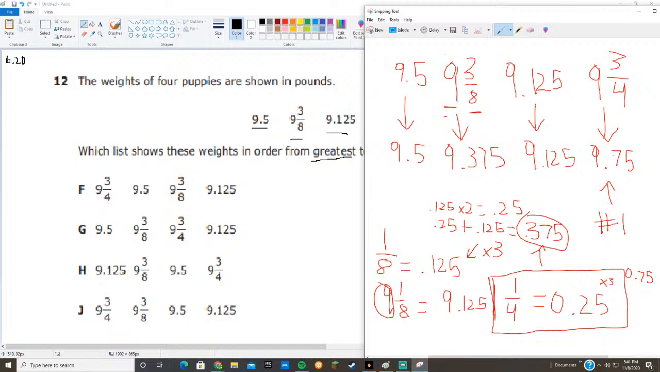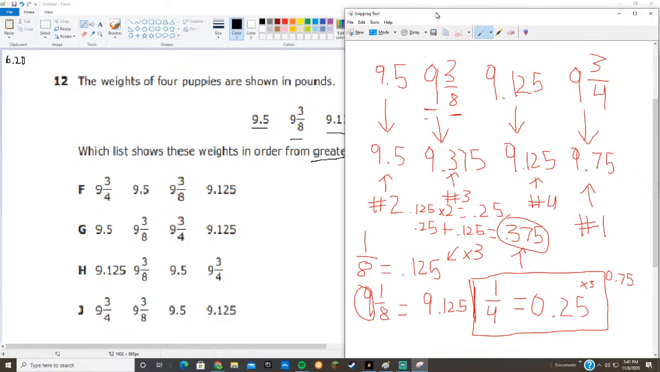And then we're going to go, what's the next greatest number after 9.75? Well, that would be this one right here, 9.5. So this would be our number 2 number. And then what would be our next one? Next one would be 9.375. So this one would be number 3. And then after that, there's only one left, which should be 9.125, which is our number 4.